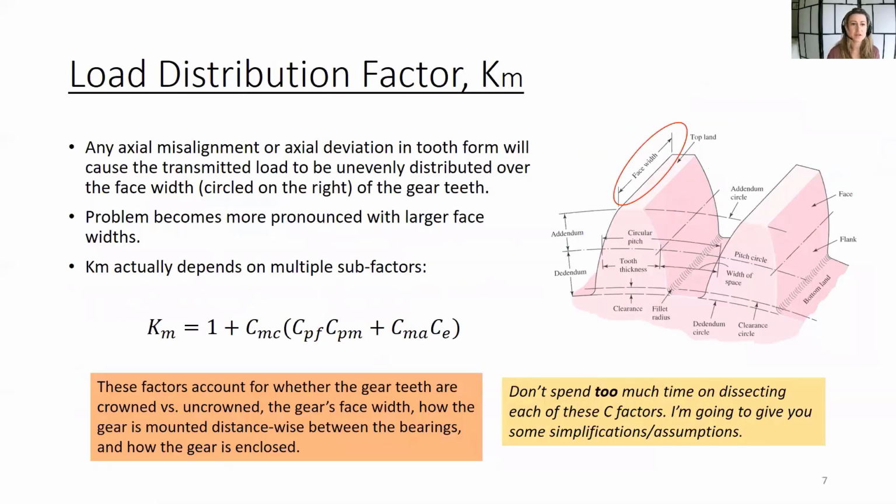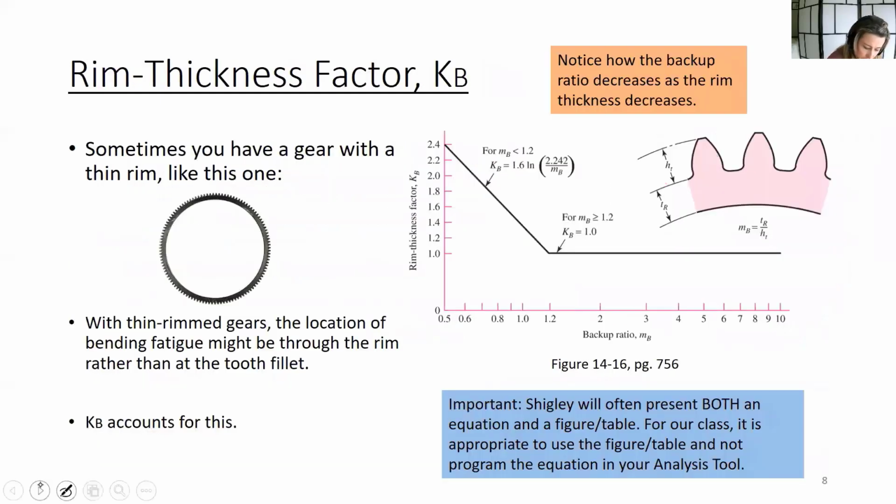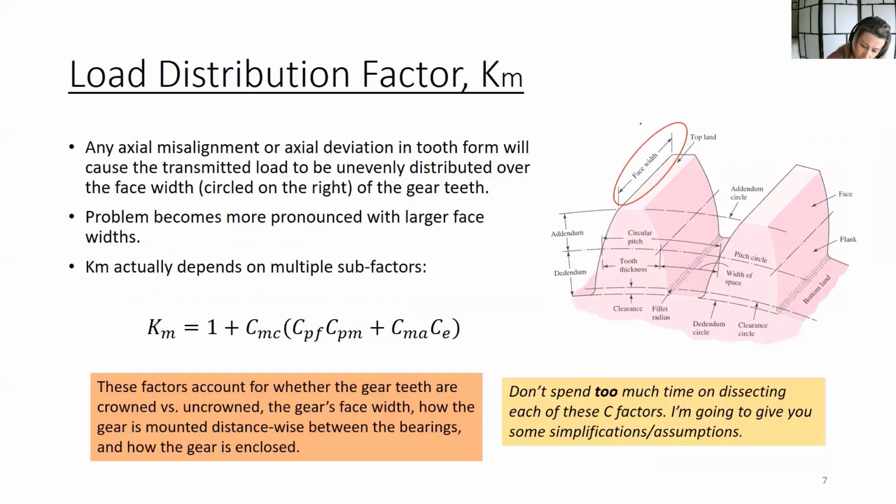Load distribution factor, KM. Any axial misalignment or axial deviation in tooth form is going to cause the transmitted load to be unevenly distributed over the face width. So again, face width is the thickness of the tooth. This problem becomes more pronounced with larger face widths.